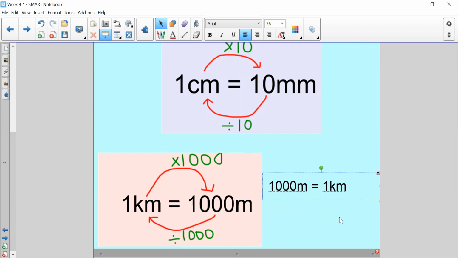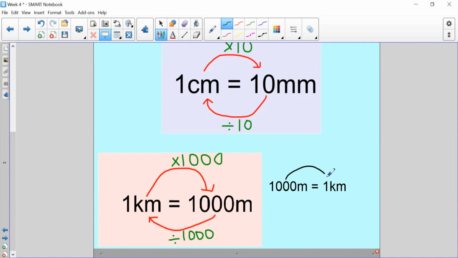There's no difference here. Okay, and when you put your arrows in now, when you're going from 1,000 to 1, you are dividing by 1,000. And when you're going from 1 to 1,000, you'd be timesing by 1,000. So don't really stress about the fact that you might have done meters to kilometers, okay? It's exactly the same, all right?